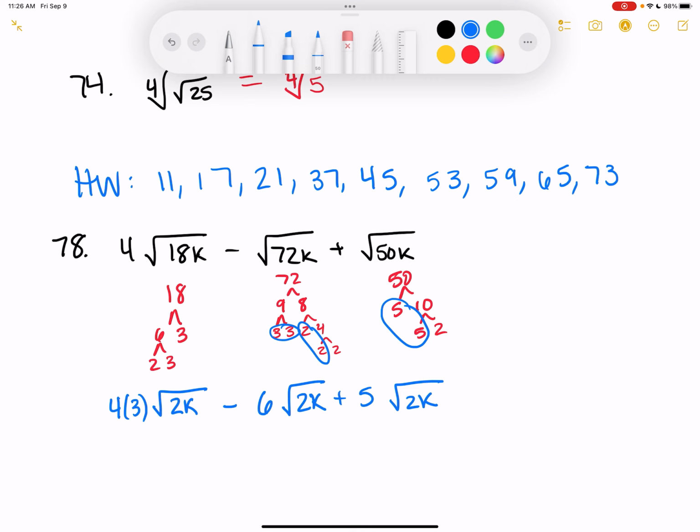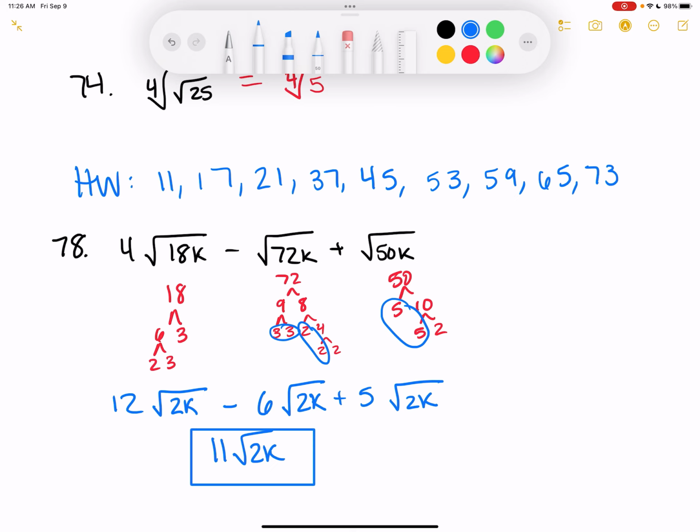I'm going to rewrite this 4 times 3 is 12 over here just to save writing everything down again. So now they are all considered like terms. Okay, so what is my final answer? 11 times the square root of 2k. Go team. Look at us go. I like doing stuff like this.